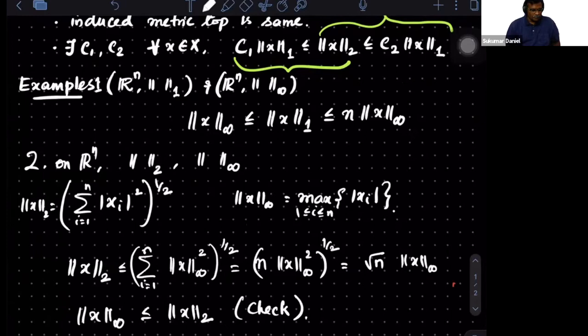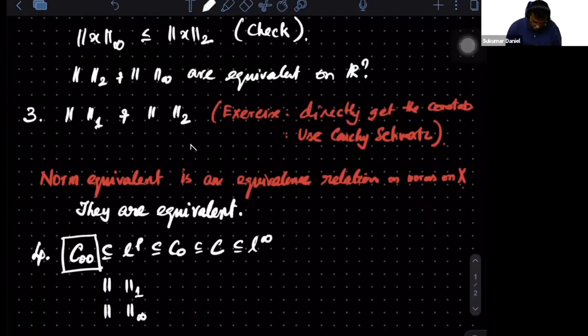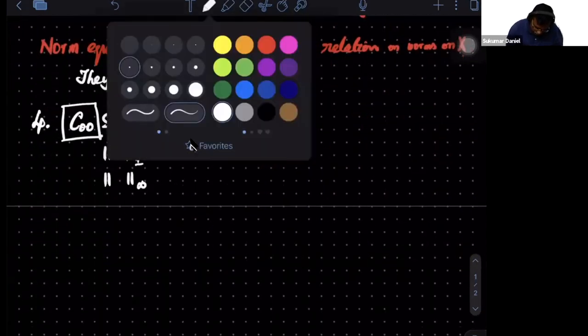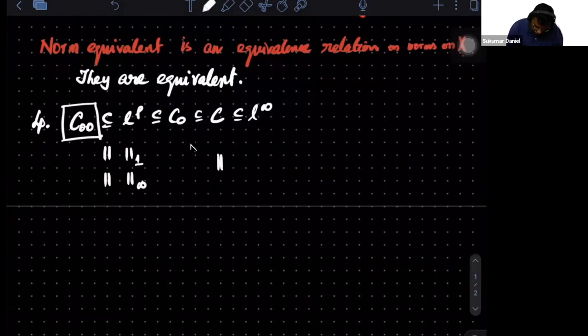Yeah, Datta? We can use the same thing that we used in R^n. Like C_00 is essentially R^n followed by some zeros. We need not worry about those zeros at all. Okay. So infinity norm is less than or equal to 1 now. All of you agree?